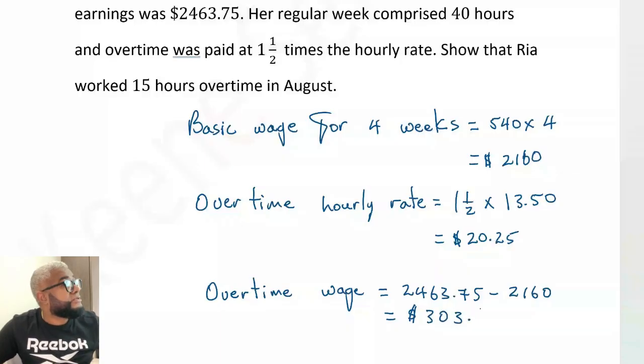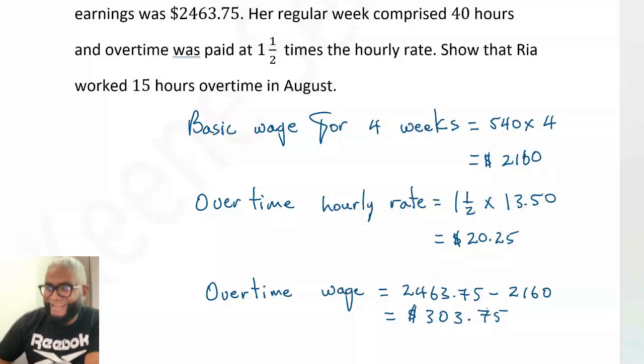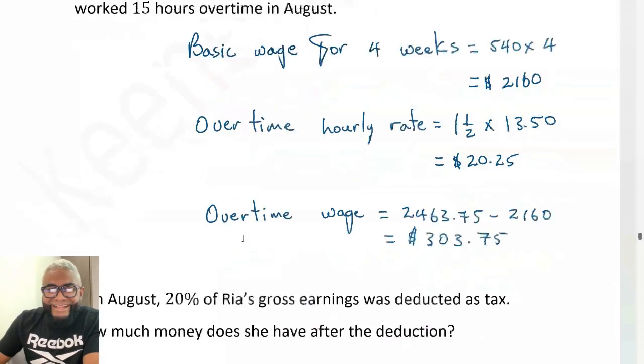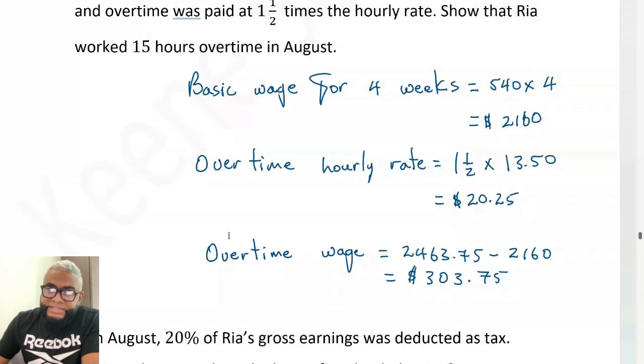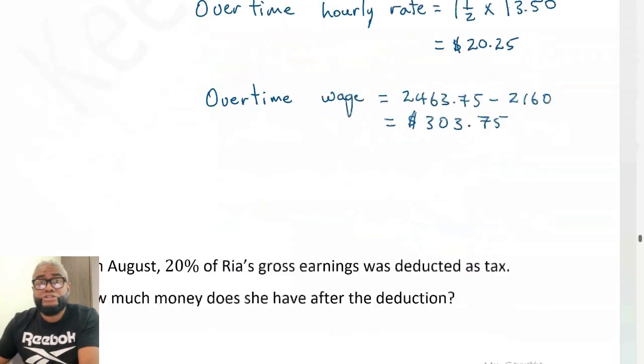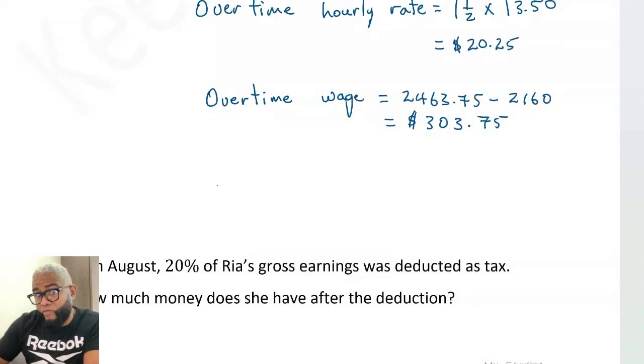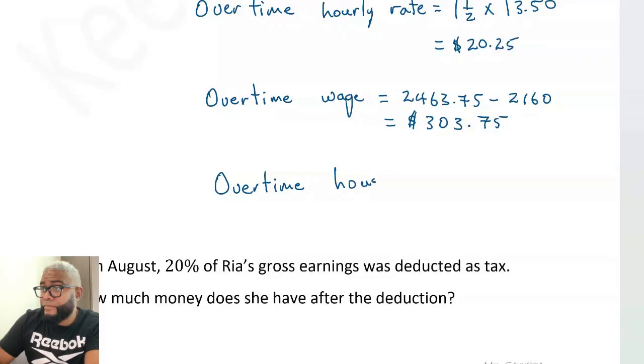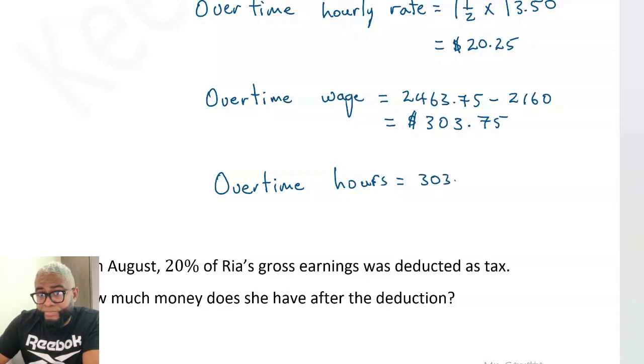303.75. Wait, is the question done? No, they wanted the hours. So we found the overtime hourly rate. To find the overtime hours, what are we doing here? So you're dividing. The 303.75 divided by her overtime hourly rate, which is 20.25. And what would we get? 15. 15 flat? Yeah. 15 hours.